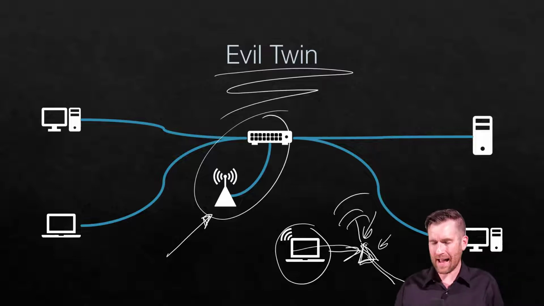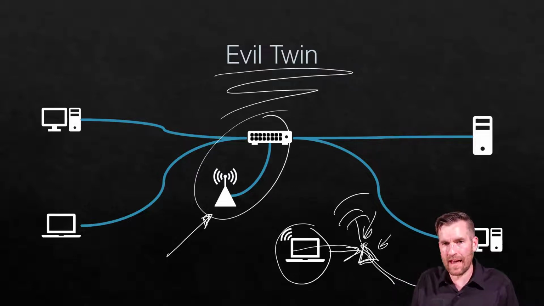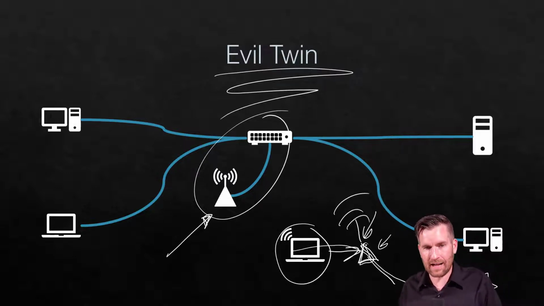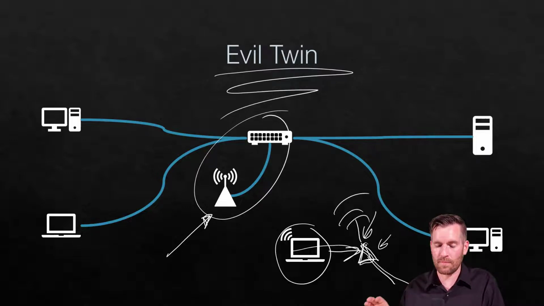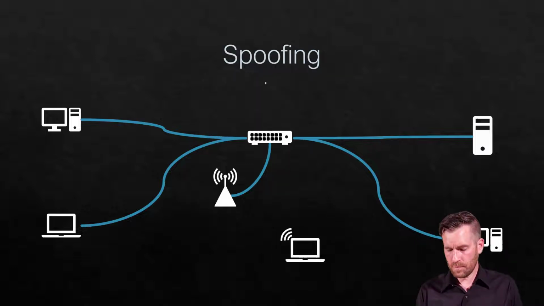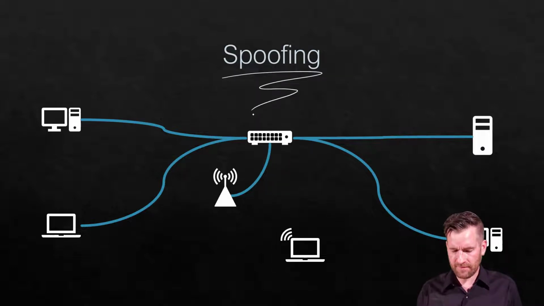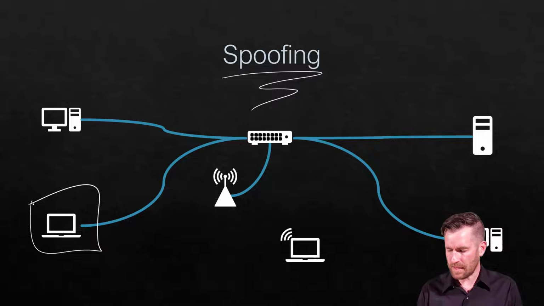You see this a lot at coffee shops, where they'll have rogue access points, or excuse me, evil twin access points, and it will look like the coffee shop access point, but in fact it is something illegitimate. Spoofing happens when some device pretends to be another device.